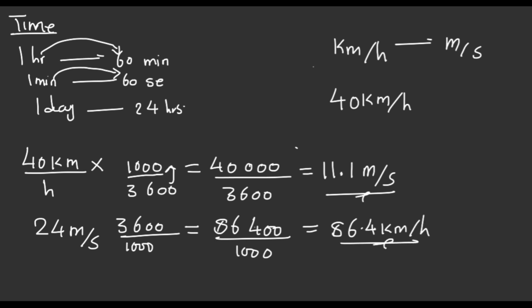So remember, from meters to kilometers per hour, you multiply by 3,600 divided by this 1,000. Then from kilometers to meters per second, you multiply by 1,000, then divided by 3,600. Or if you want, you can just commit this point to memory.